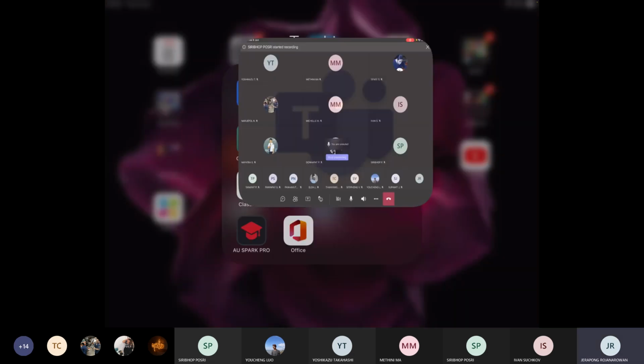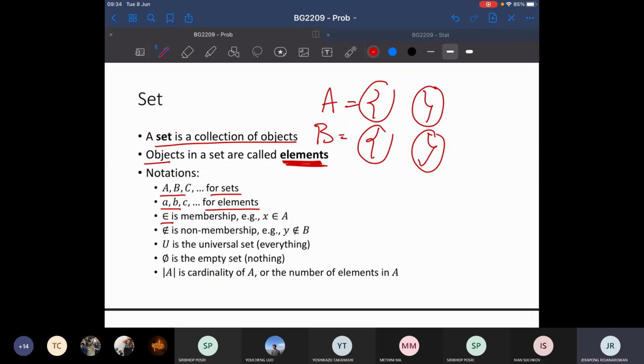So we have two special symbols. This one is called membership. This one means x is a member of set A. This one means y is not a member of set B. Right, very easy.